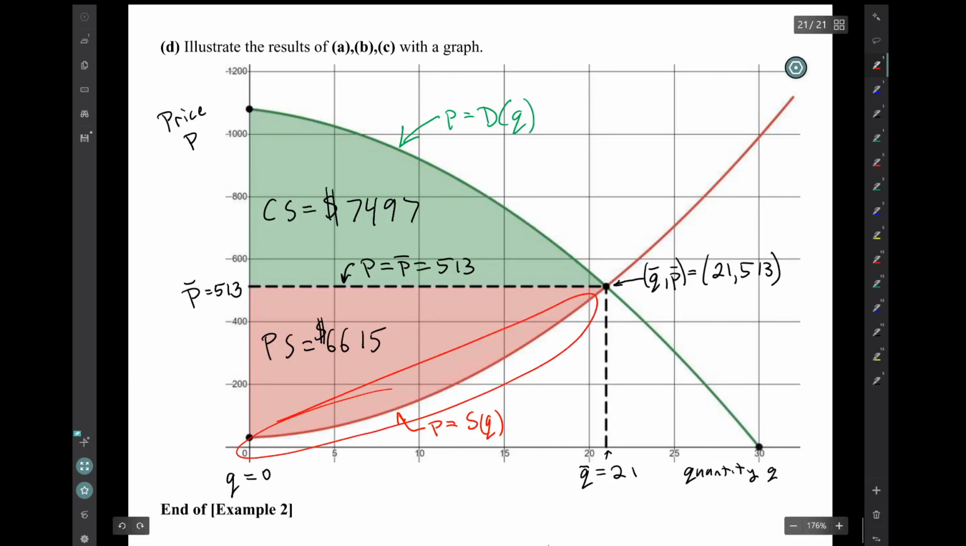All of these producers who would have been willing to sell at a lower price will sell if the selling price is $513. And a lot of them will feel like they've made extra money because they would have been willing to sell at a lower price. That's the end of the example, and that's the end of the video.